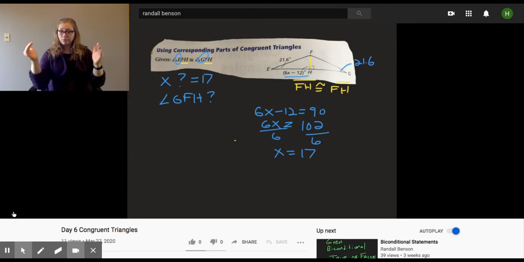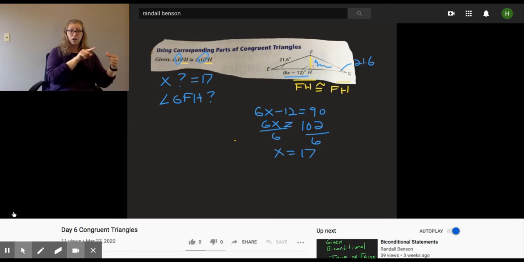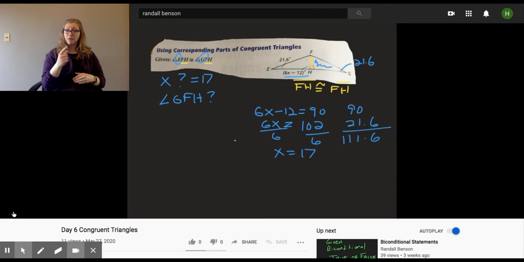Then the last bit is to find that other angle. And so I know that in this triangle over here, this one on the right, triangle GFH, I have 2 angles that I know. I know the 90-degree angle, and I know that the other one is 21.6. So if we add those together, we get 111.6 degrees. I know that I have to have 180 in an entire triangle, so if I subtract out that 111.6, I'm going to have the missing angle.